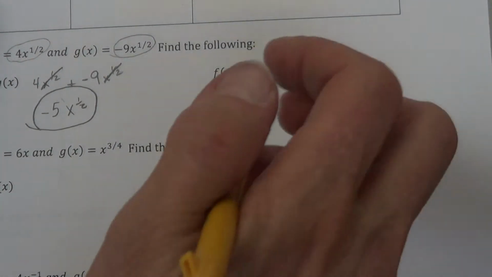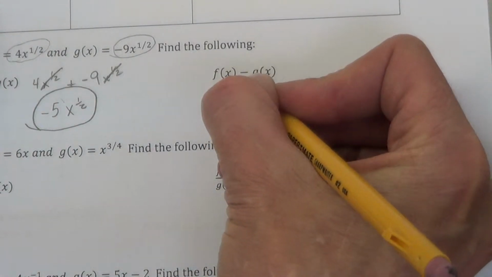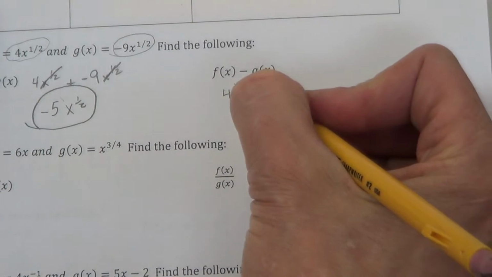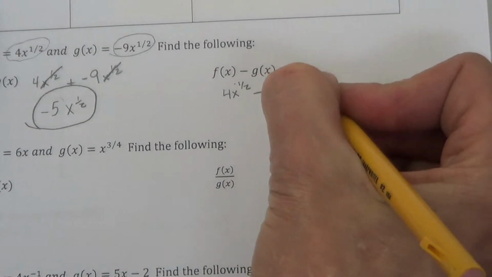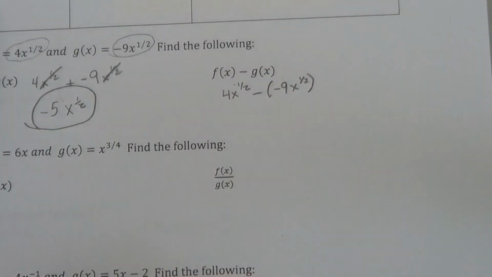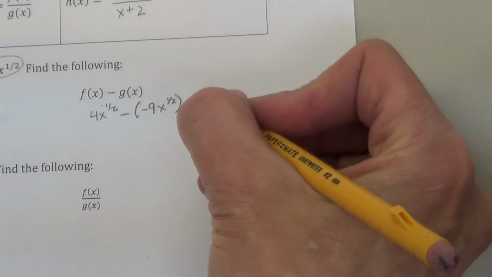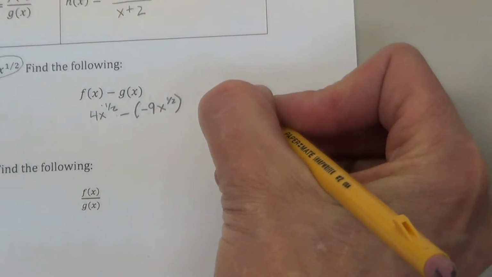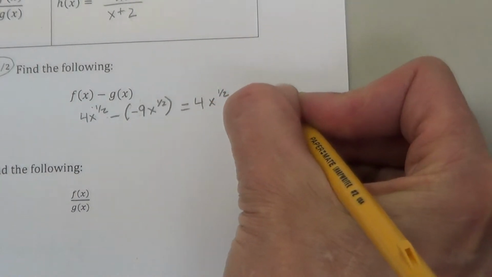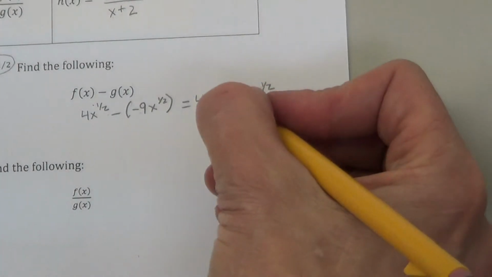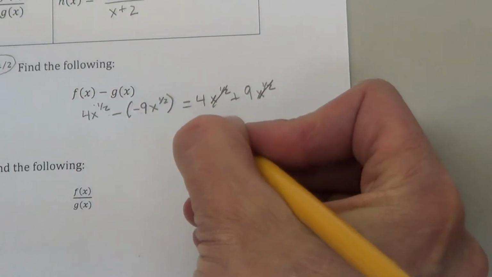Okay, now we're subtracting these. F of x, 4x to the 1/2, minus negative 9x to the 1/2. Well, this time, we can see two negatives would make a positive, so we actually have 4x to the 1/2 plus 9x to the 1/2. We can factor out the like terms. X to the 1/2 comes down into our answer, and 4 plus 9 is 13.